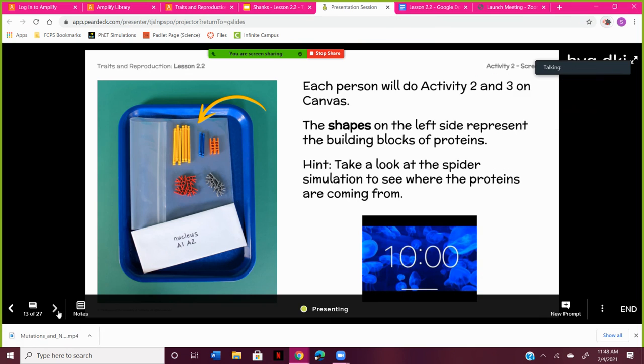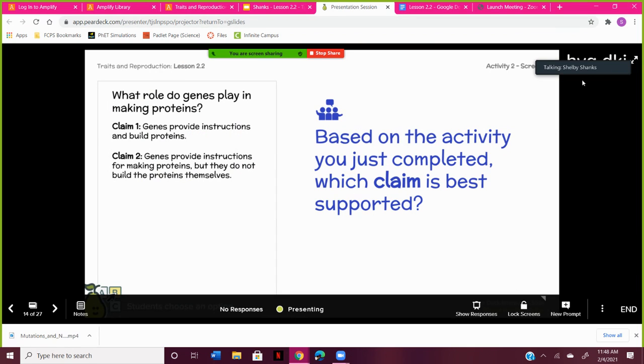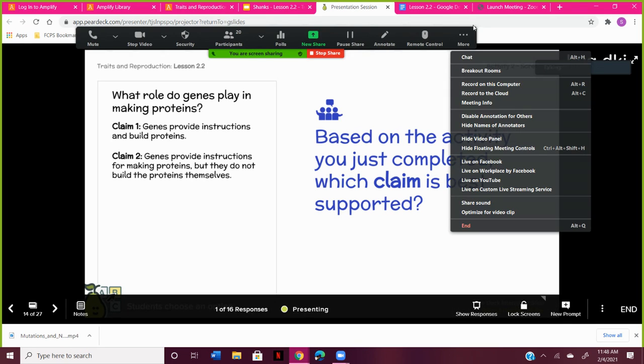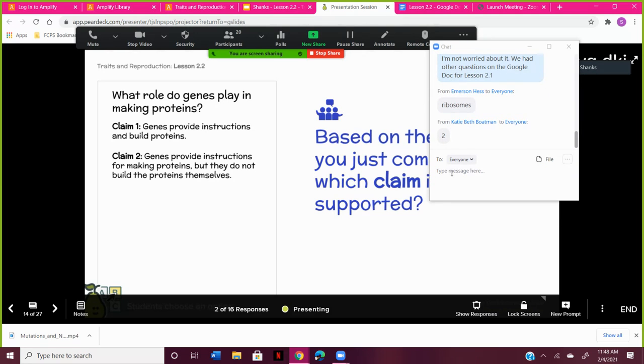Feedback. I want you guys to pick the claim that you think is correct. Hopefully we are all on the same page. If you are not on our peer deck, make sure that you get there.